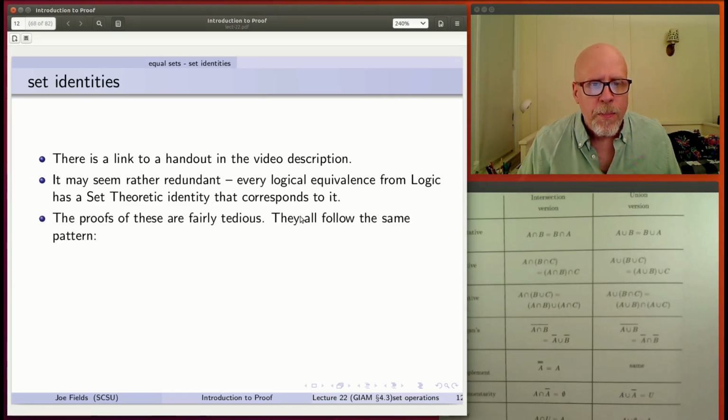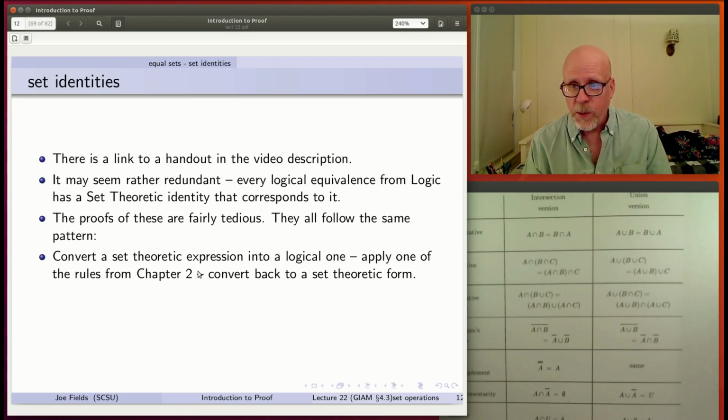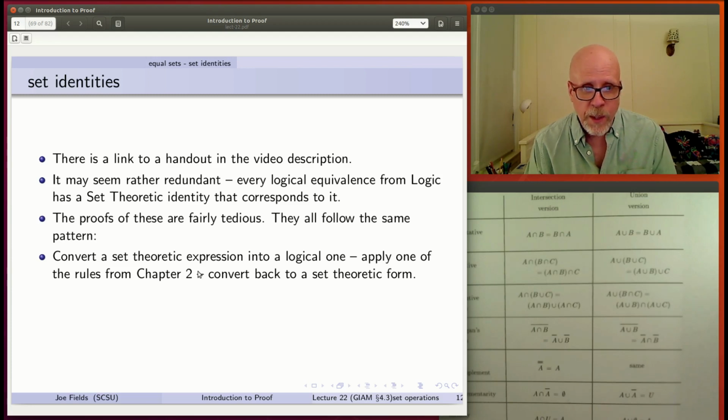What else? The proofs of these results are really pretty tedious. They're doable, but it's like a recipe book. You have a pattern that you have to do. It looks something like this. You have a set theoretic expression on the left side of one of those identities we're wishing to prove. You convert that into a logical expression.